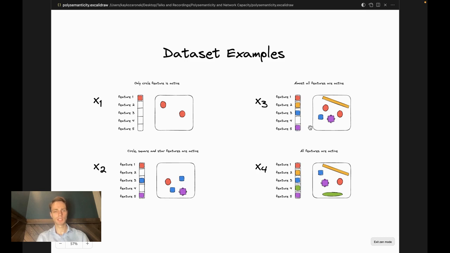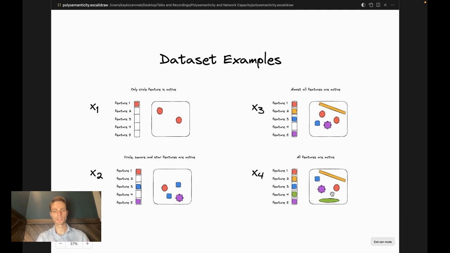So let's suppose we have a data set that consists of these 4 entries. We basically have these 4 pictures. The first picture contains feature 1 and only the circle feature is active. In the second image, we see that the circle, the square, and the star features are active. Then in the third, almost all the features are active, and in the fourth, all of the features are active.